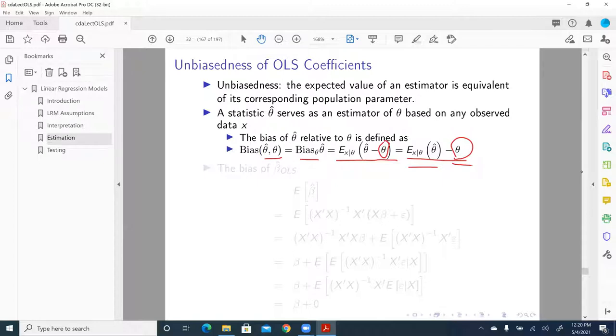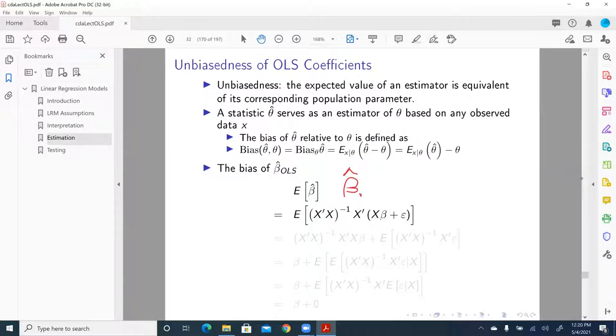an unbiased estimator. So let's calculate the bias of the OLS estimator, right? We take the expectation of this OLS estimator, and if you remember how we calculated it, beta hat OLS is equal to X prime X inverse X prime Y. And we use X beta plus epsilon from the structural equation to replace Y.